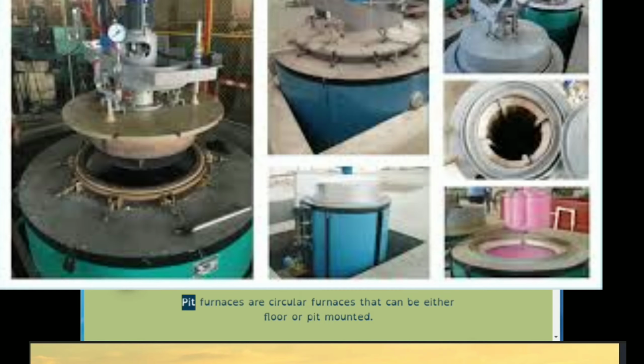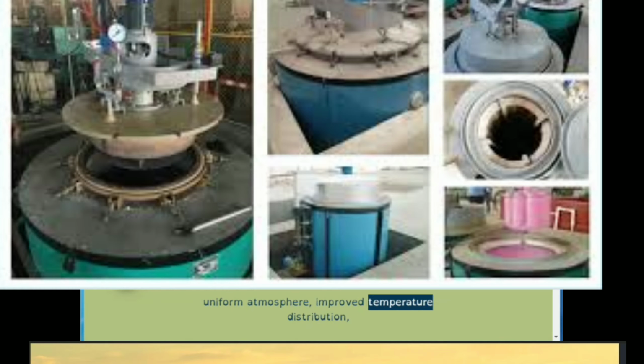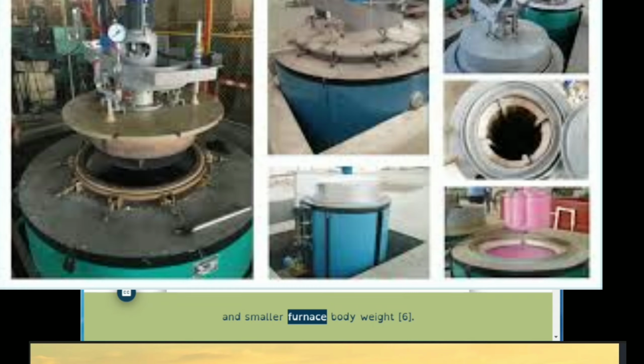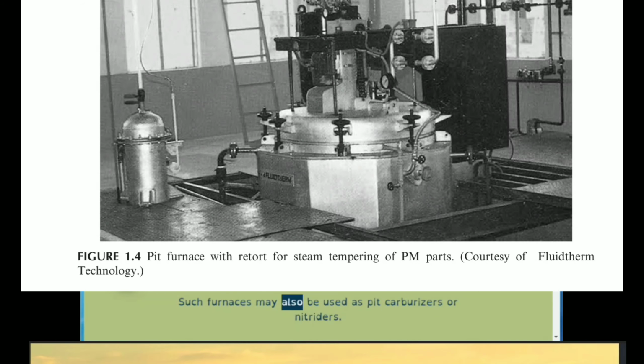Pit furnaces. Pit furnaces are circular furnaces that can be either floor or pit-mounted. They are used for such processes as annealing, carburizing, tempering, normalizing, and stress relieving. Some of the advantages of the circular furnace are the smaller heat release areas in comparison to box or rectangular furnaces, more uniform atmosphere, improved temperature distribution, and smaller furnace body weight. A pit furnace is shown in Figure 1.4. Such furnaces may also be used as pit carburizers or nitriders.